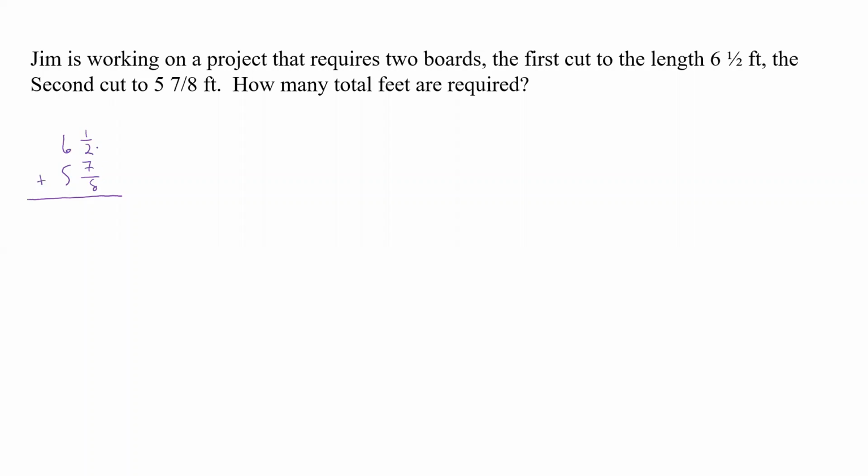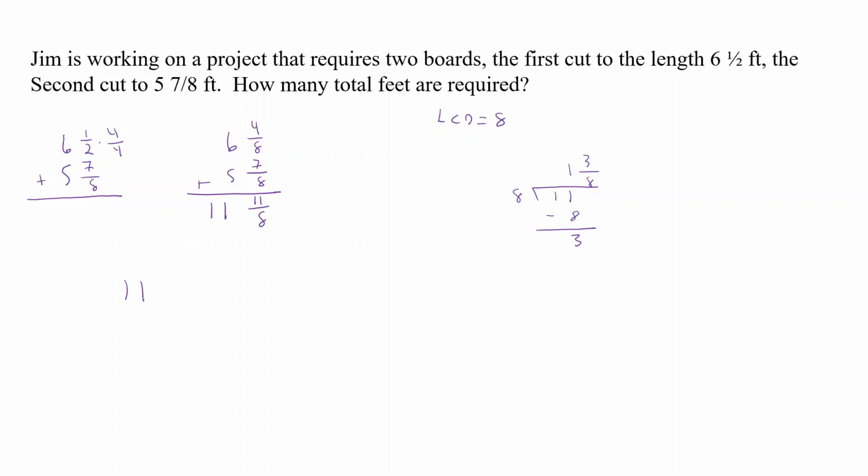Okay. Well, here LCD is just going to be 8. And so we just have to multiply the first one times 4 over 4. So that gives us 6 and 4 over 8 plus 5 and 7 over 8. So here 6 plus 5 is 11. 4 plus 7 is 11 over 8. Now 8 goes into 11 one time. Subtract that off. That gives us 1 3/8.